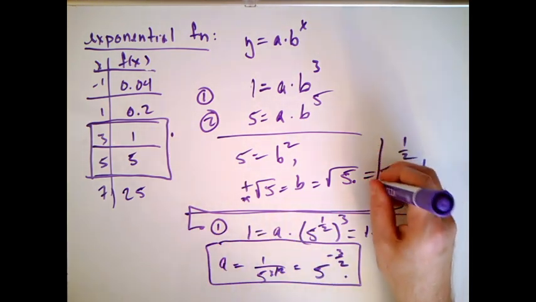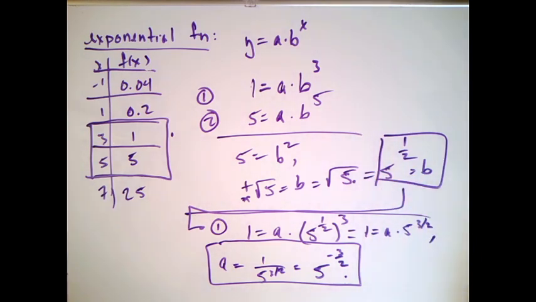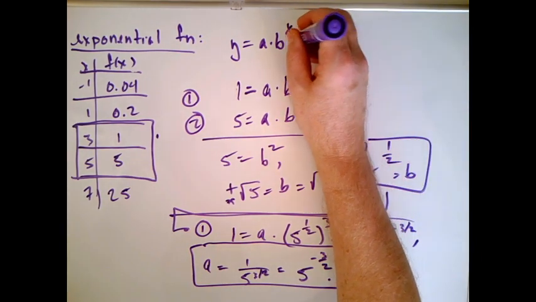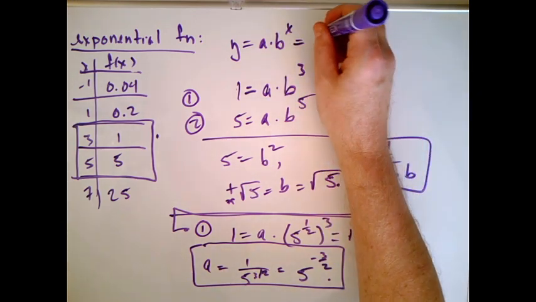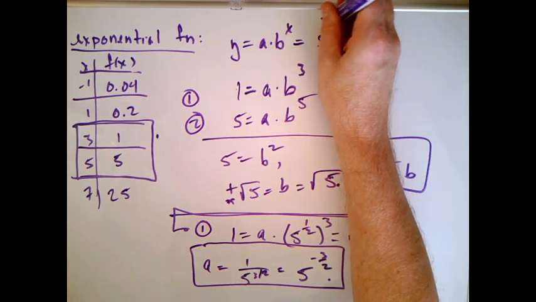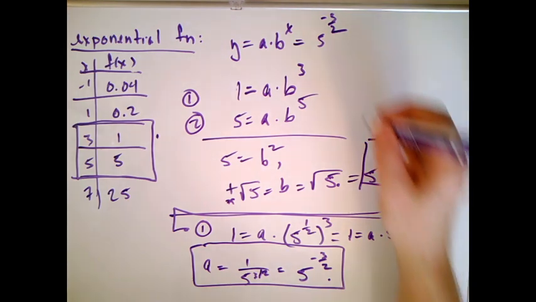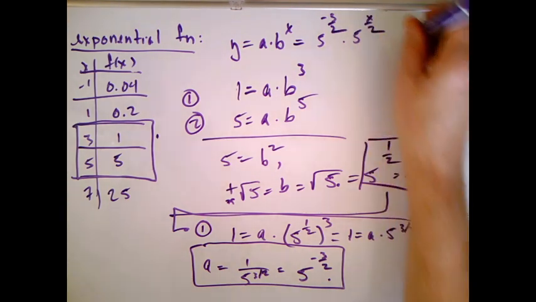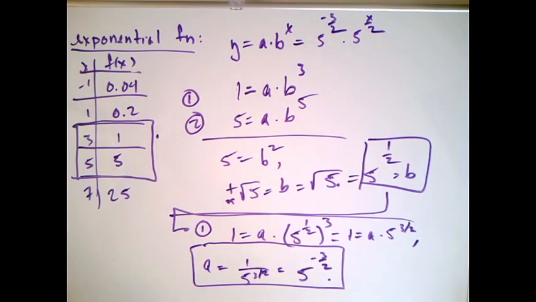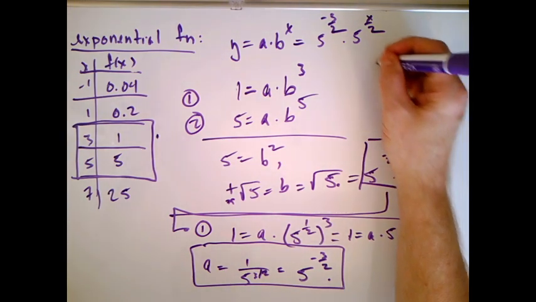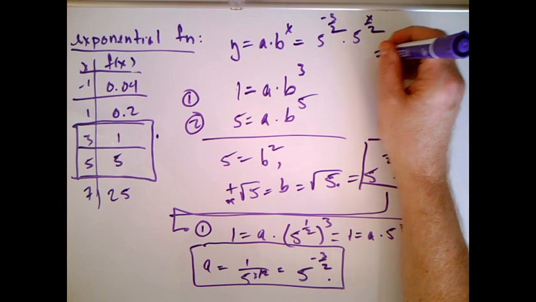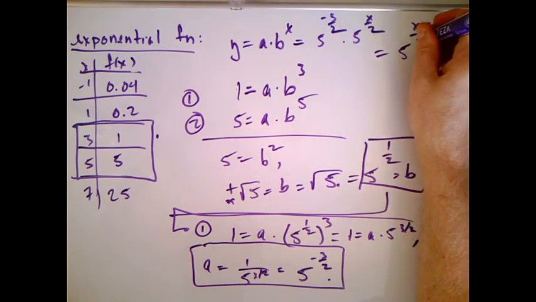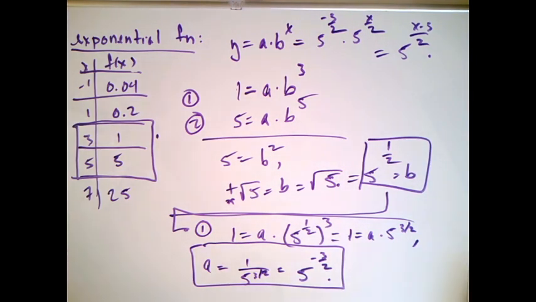Here's our value of b. What I'd like to do is just put these both back in and see how painful it looks. A is just 5 to the minus 3 halves. B is 5 to the 1/2, so this is going to be 5 to the x over 2. Now notice, by the way, that I can add the exponents there, and so what we're actually going to get is just 5 to the x minus 3 over 2, which actually looks pretty nice.